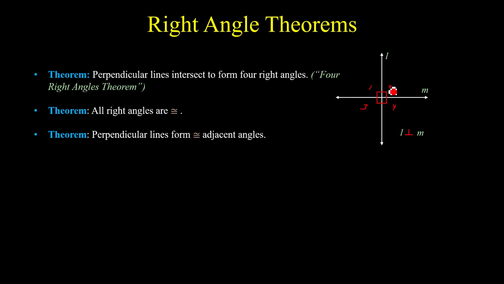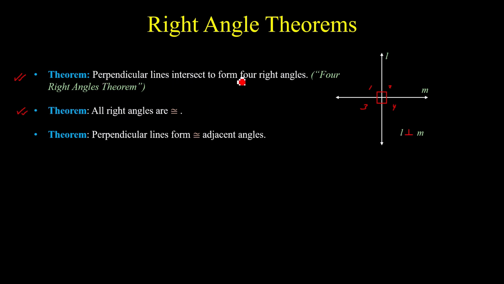So 1 and 2 are congruent, 1 and 3 are congruent, 3 and 4 are congruent, and 2 and 4 are congruent. So perpendicular lines form congruent adjacent angles. So now that's pretty intuitive and easy, right? But of these theorems, we'll use some of them more often than others. Okay, you can imagine how common you use this theorem: all right angles are congruent. And this theorem is particularly important because we'll use this a lot.